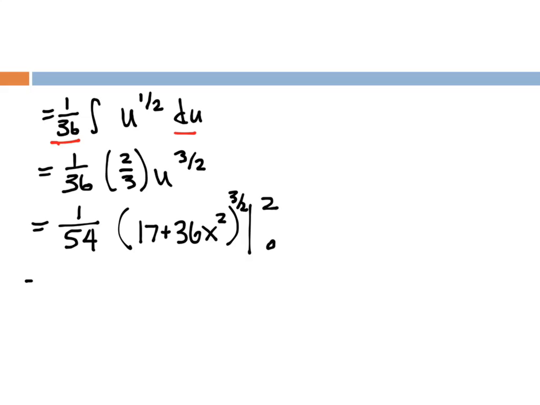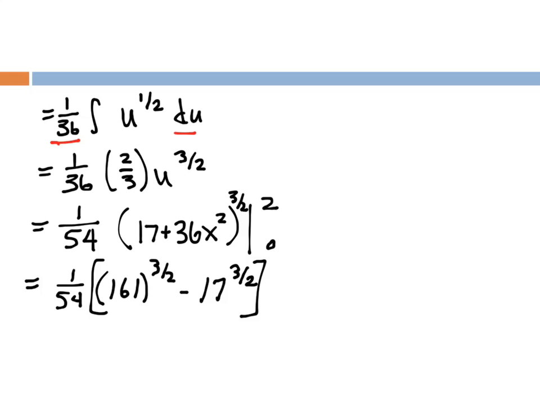All right, so let me cut to the chase for you. This actually ends up giving you 1/54. If you evaluate this at 2, you get 161 to the 3/2. And then if you evaluate at 0, you actually get 17, of course, to the 3/2. So this is one version of the answer. This would be the exact version. And then the approximation would be 36.5327.